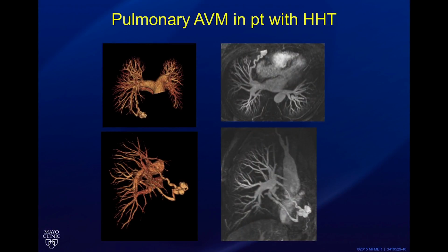All right, this is another MRA with a patient with hereditary telangiectasia, and it just shows the AVM really nicely in that left lower lobe.